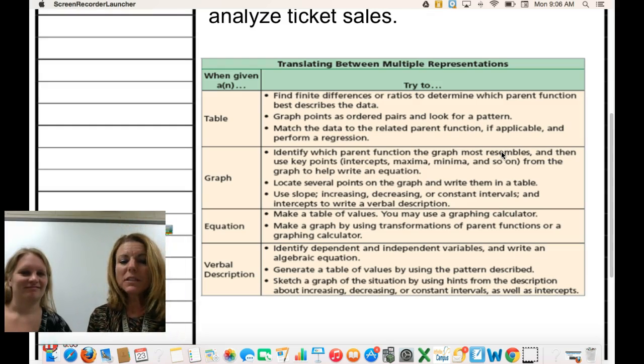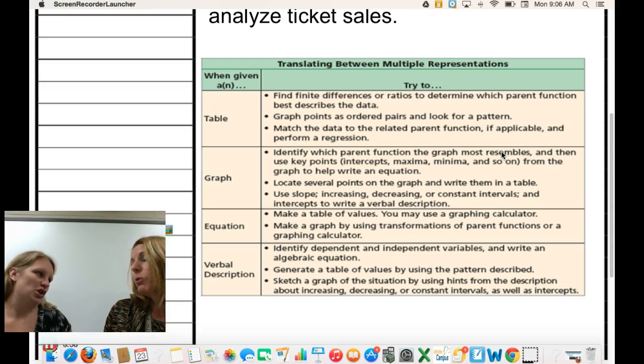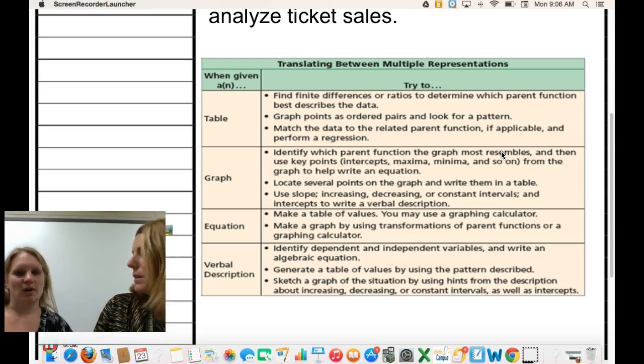So basically what this table talks about, and we're going to cover it briefly, is that we're going to be looking at tables, graphs, equations, and a verbal description. All of them combined mean the same thing, but they're just multiple ways to represent something.